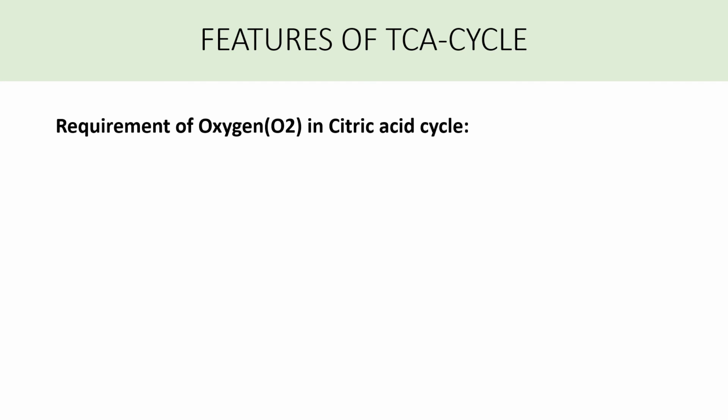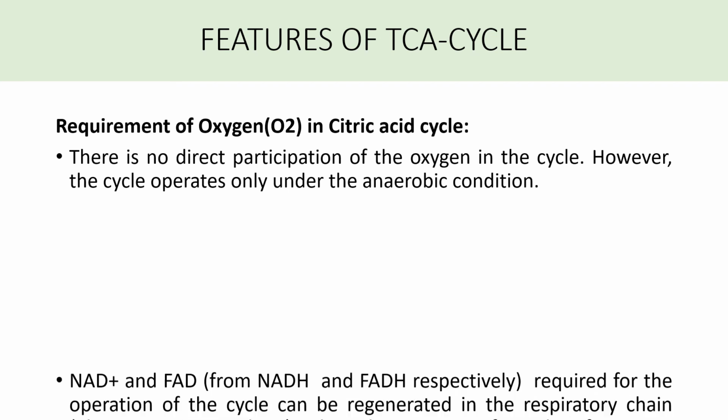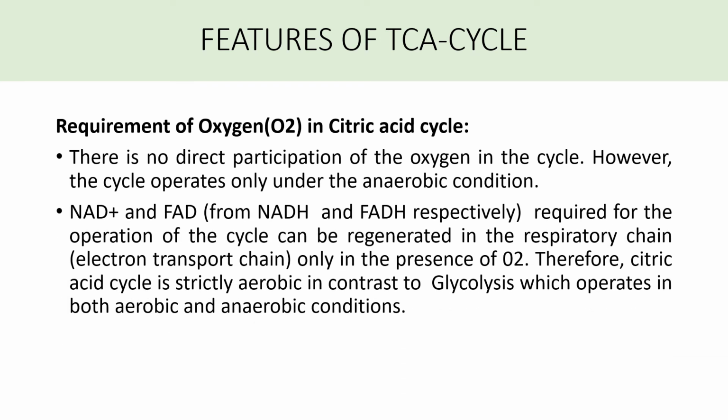Requirement of oxygen in citric acid cycle. There is no direct participation of oxygen in the cycle. However, the cycle operates only under aerobic conditions. NAD plus and FAD from NADH and FADH2 respectively, required for the operation of cycle, can be regenerated in respiratory chain or electron transport chain only in the presence of oxygen. Therefore, citric acid cycle is strictly aerobic in contrast to glycolysis, which operates in both aerobic and anaerobic conditions.